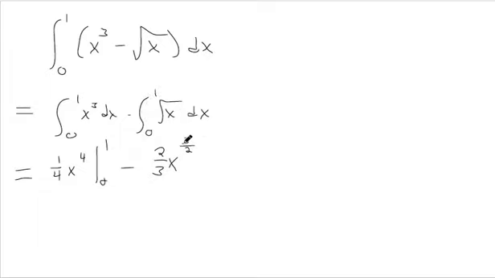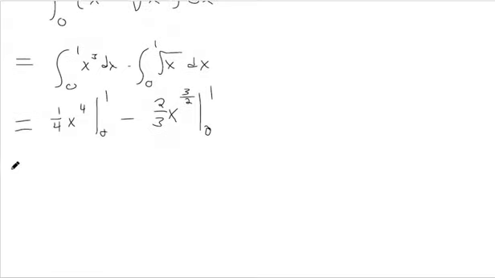Because if you take a derivative, the 3/2 comes down and multiplies, the reciprocals cancel each other out, and then the power gets reduced by 1. 3/2 subtracted by 1 makes 1/2, which is what this power is. And then again, evaluate that between 0 and 1.